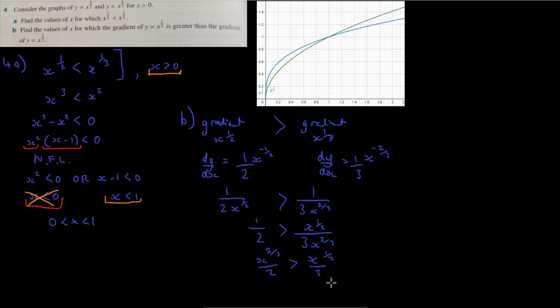Let's keep going. Let's use our trick we did before. Before we were working with fractions, we didn't like them. Whole numbers were just a bit easier to work with. So let's do the same thing here. If we do the power of 6 to both sides, that will eliminate the fractions from both sides of the inequality. We'll get x to the power of 4 over 2 to the power of 6 is greater than x to the power of 3 over 3 to the power of 6.